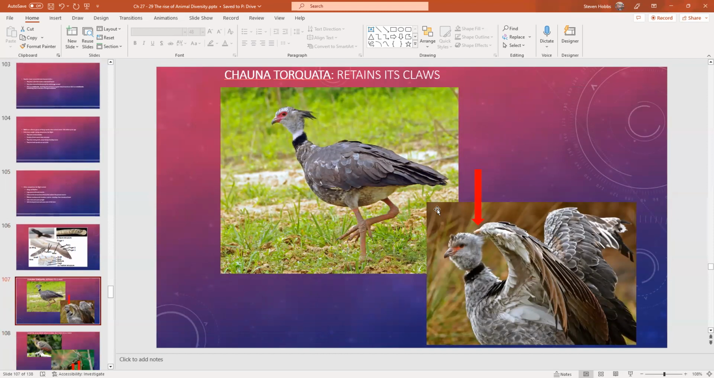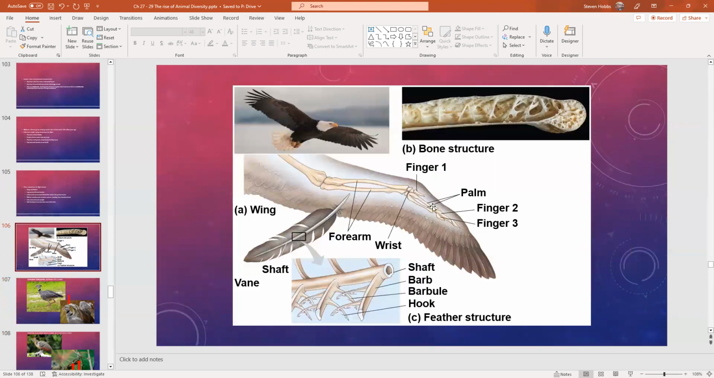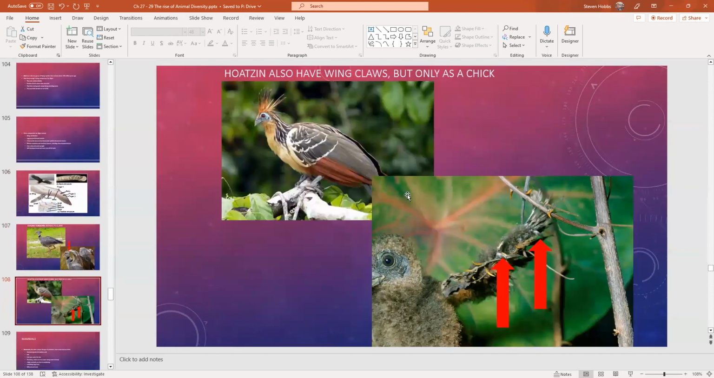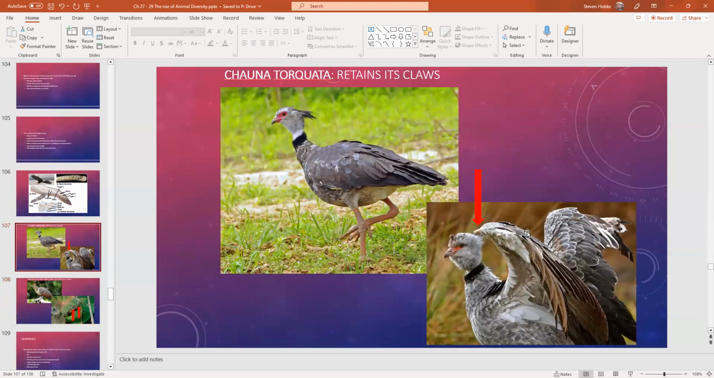The hoatzin retains its claws. We can see that here. See it right there? There's a claw. There's the finger right there. There are birds that still have claws. The hoatzins, another one, but they only maintain theirs as a chick. You can see the claw right there and right there. Brilliant birds, absolutely brilliant. The fact that they still maintain some of their reptilian characteristics.